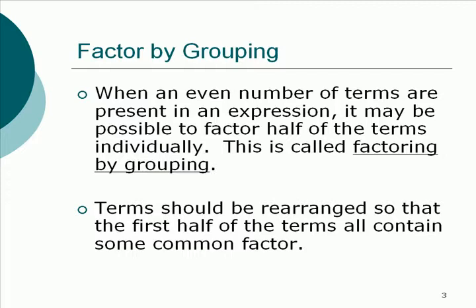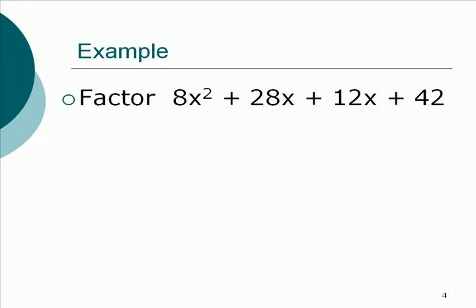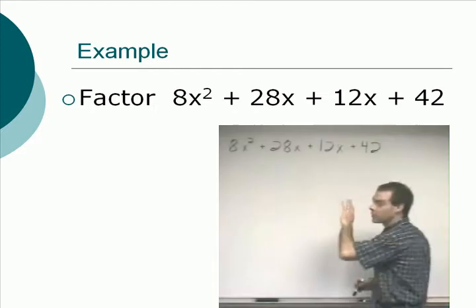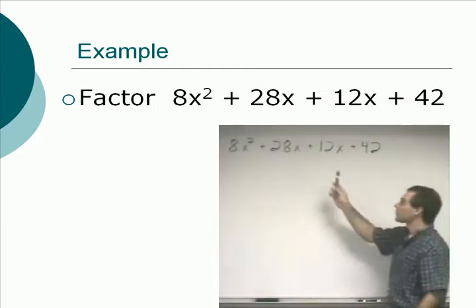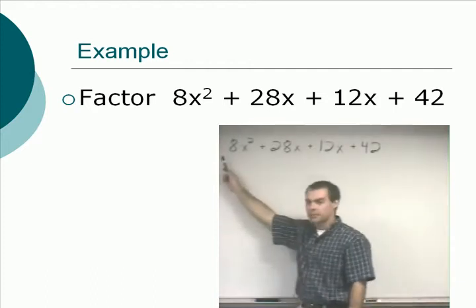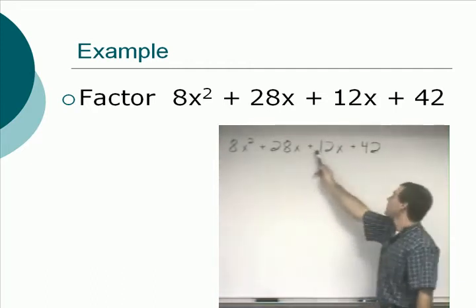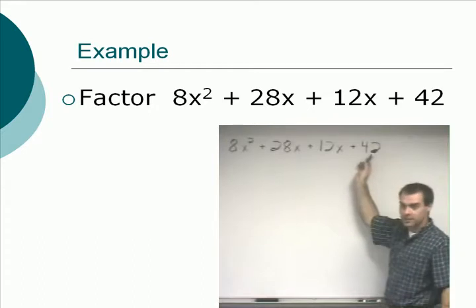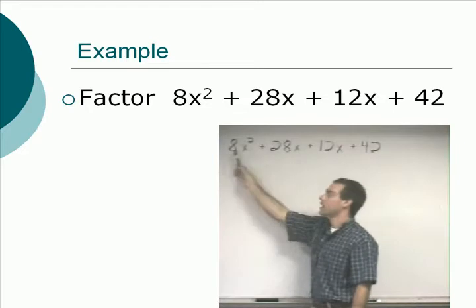The thing is that you want to rearrange all of your terms so that the first half all contains some common factor. So let's look at an example of this. It's easier to see in an example. Let's factor this thing. Well, the first thing you have to do is rearrange them any way you want, but you want to rearrange them somehow so that the first half of them all have some common factor. Usually, the back half, the second half, will also have some common factor, but that doesn't have to be the case. The first half does have to have a common factor.